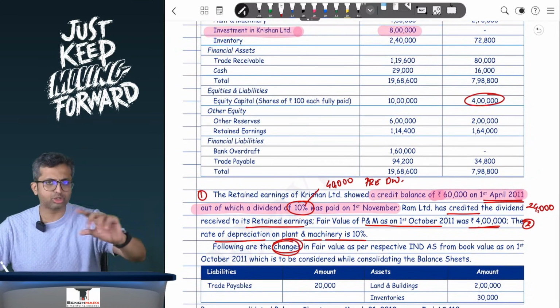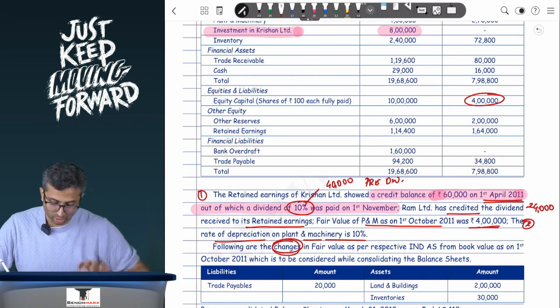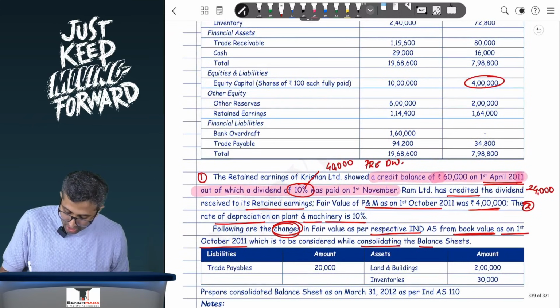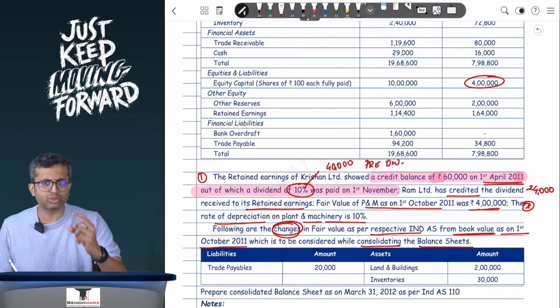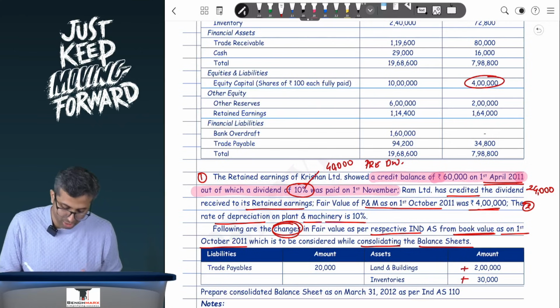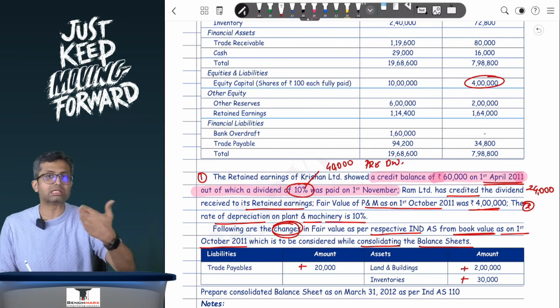Okay, earlier you were given the fair value of plant and machinery. Here you have the changes in fair value, as per the respective Ind AS, from the book value on 1st October 11, which is to be considered while consolidating the balance sheet. So these are the changes in fair value. If it's a positive change, that's an increase in land and building, increase in inventory. It's a positive change, that's an increase in trade payables.